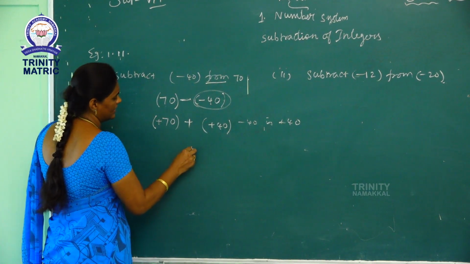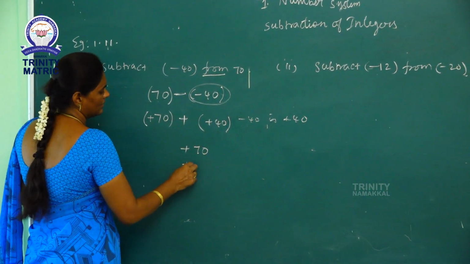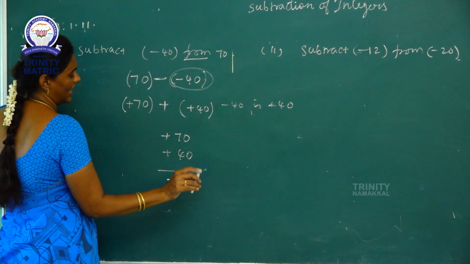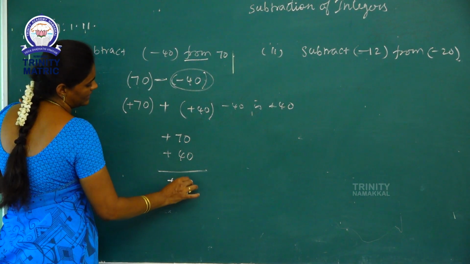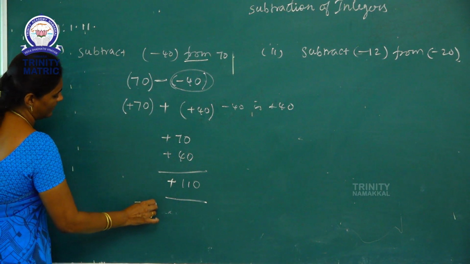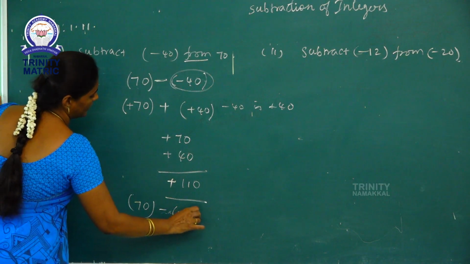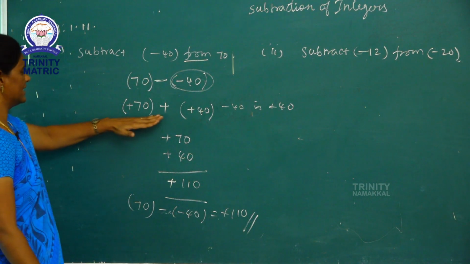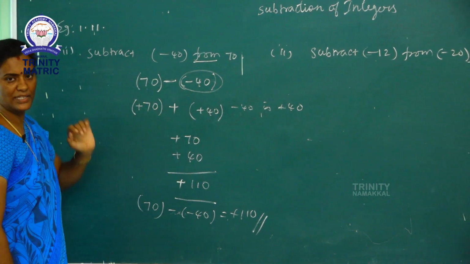Now 70 is plus 70. Now we add these two integers, plus 70 plus 40. See here, the signs are the same, so put the same sign in the answer, and we add the integers. 70 plus 40 is 110. So the answer is 110. That is, 70 minus of minus 40 is plus 110.